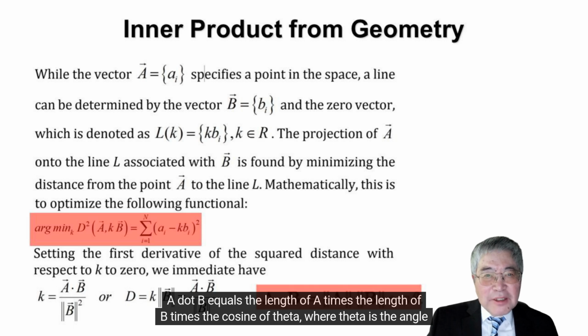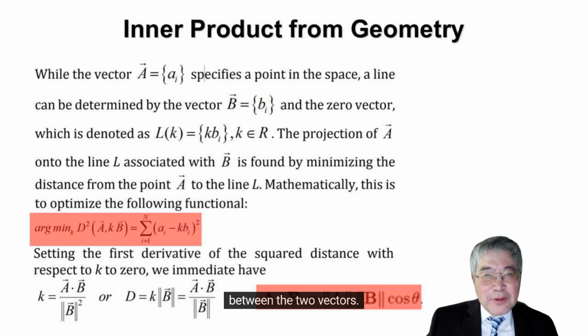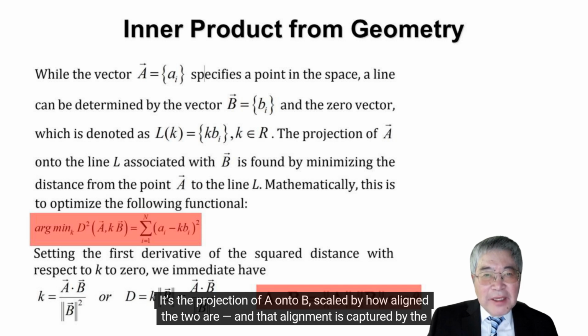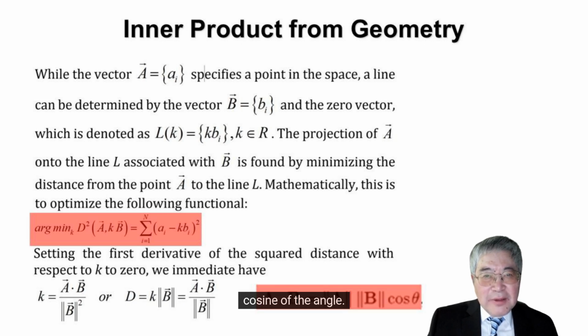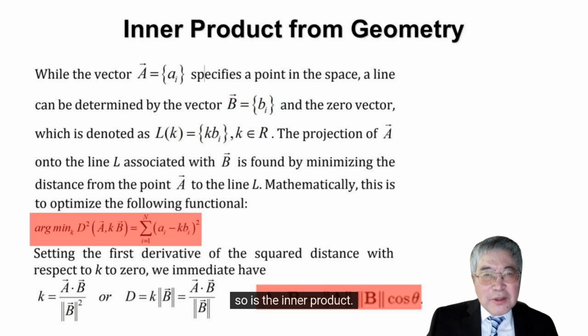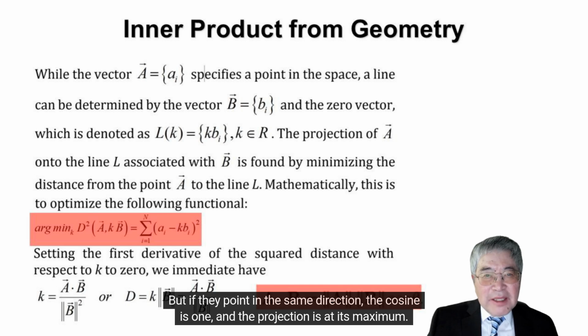A dot b equals the length of a times the length of b times the cosine of theta, where theta is the angle between the two vectors. So what does this all mean geometrically? The inner product tells us how much of vector A lies in the direction of vector B. It's the projection of A onto B scaled by how aligned the two are, and that alignment is captured by the cosine of the angle. If A and B are orthogonal, that means they're at a 90-degree angle, then the cosine is 0, and so is the inner product. But if they point in the same direction, the cosine is 1, and the projection is at its maximum.